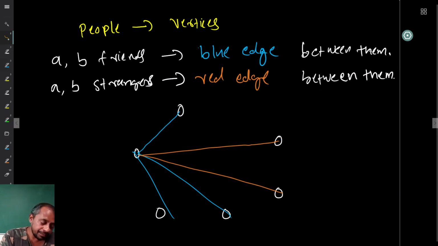Now, what do we know? So we have applied the pigeonhole principle. Okay, let us see, right? Now the question is, what can you say about these two guys, this person and this person?